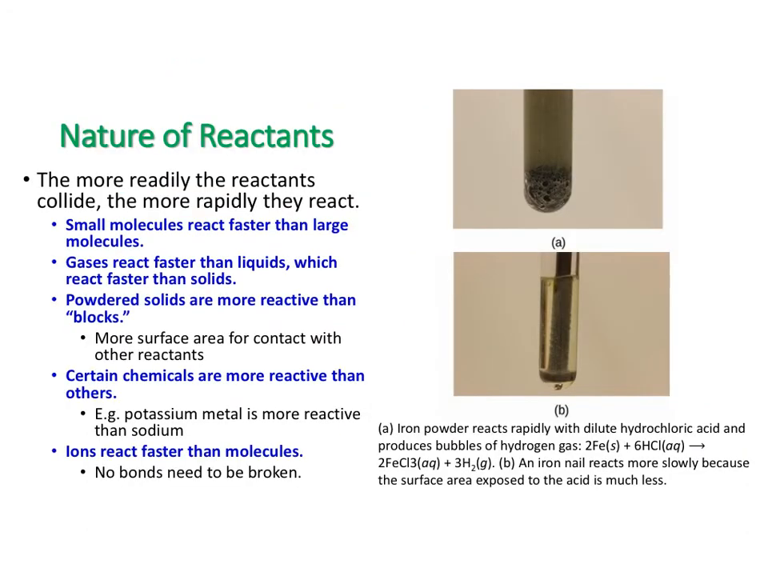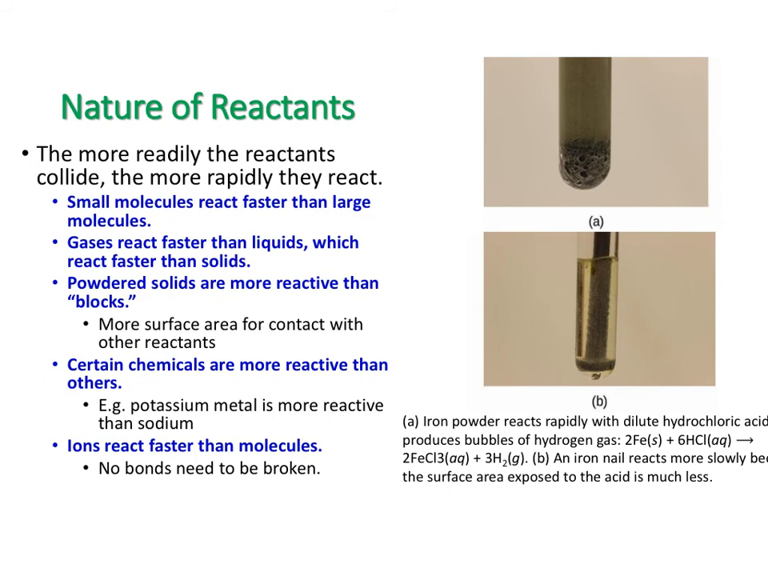So first, we have the nature of reactants. The more readily the reactants can collide, the more rapidly they can react. So we have a list of things in terms of what this means. Small molecules react faster than large molecules. They can move more, they can collide with each other more because they're smaller and moving more. So overall, this leads to a faster reaction. Gases react faster than liquids, and liquids react faster than solids.